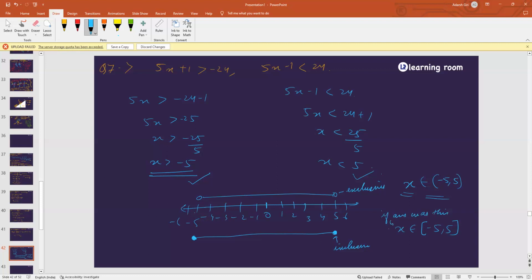I'm just writing here: if the answer was this, it would have been this graph, but the answer is this, so this will be the graph. Okay, one more thing.